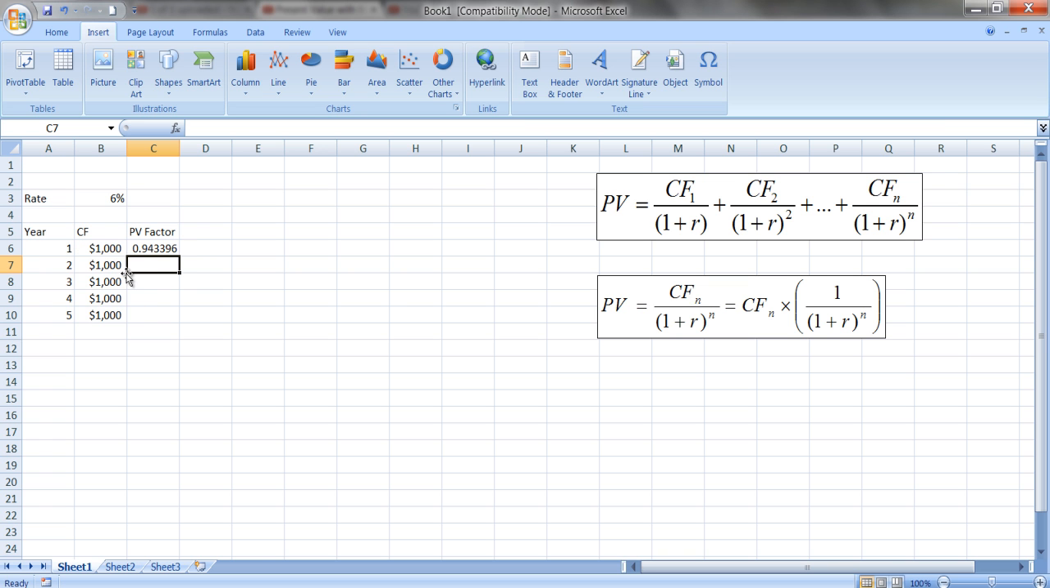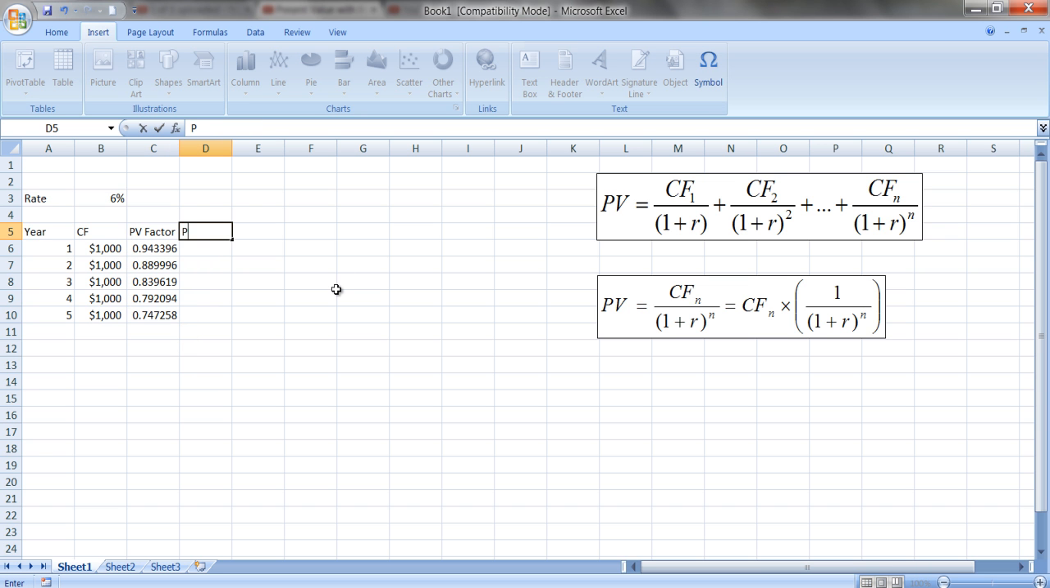So 1 over 1 plus 6%, 1 plus 0.06 raised to the first power is 0.943396. Okay, and I can just copy that down. So we get all these present value factors. This would be 1 over 1 plus 0.06 raised to the second power. This would be 1 over 1.06 raised to the third power, etc.